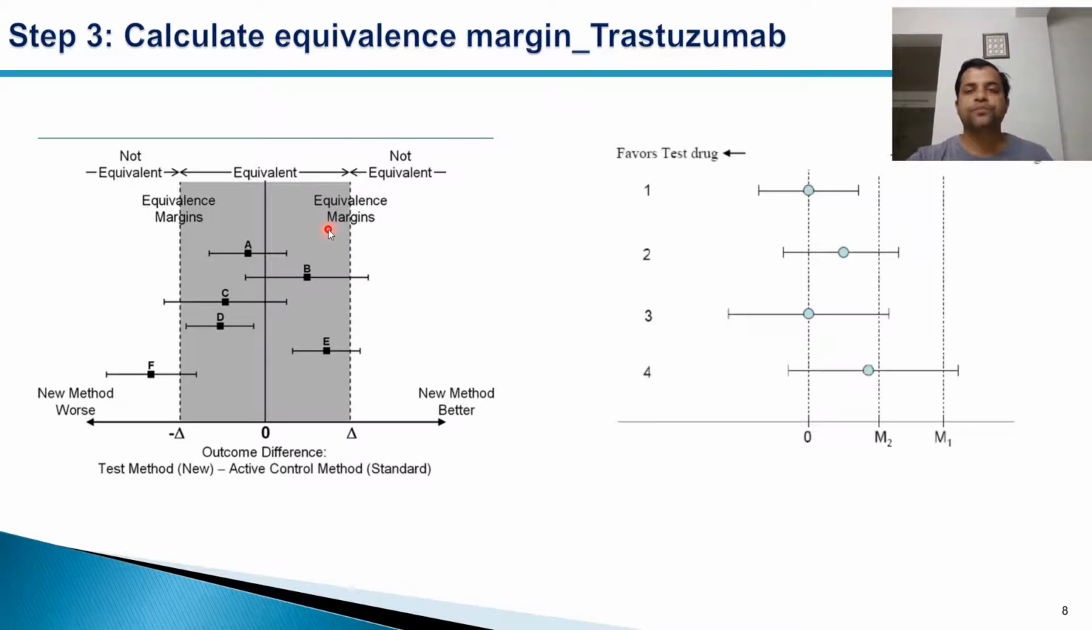Now here, what you are seeing on the right side of this figure, there is M1 margin and there is M2 margin. Okay, so when we calculate equivalence margin, we have to have one M1 value and one M2 value. Okay, now how to calculate this M1 and M2 value, we will see in the next slide.